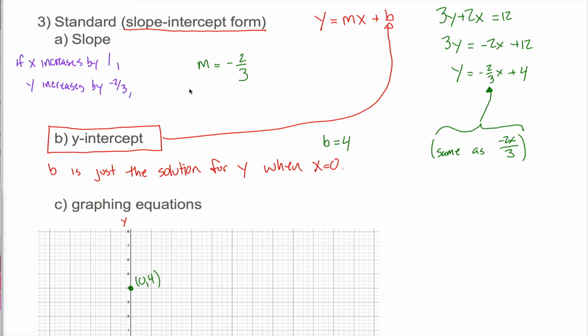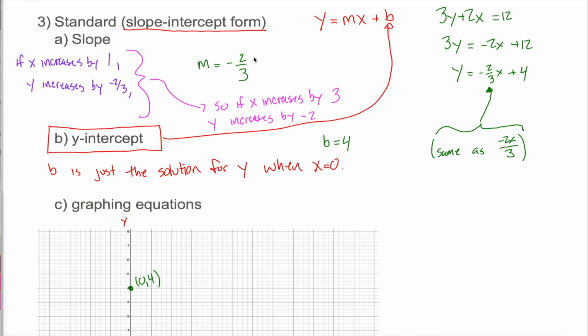And because that happens each time x increases by 1, I could think about this as if x increases by 2, y increases by 2 of these negative 2/3. Or if x increases by 3, y increases by 3 of these negative 2/3. And that actually ends up being an easier way to think about these, because when x increases by 1, y increases by negative 2/3. If x increases by 3, y is going to increase by 3 of these negative 2/3. But 3 times negative 2/3 is just negative 2.